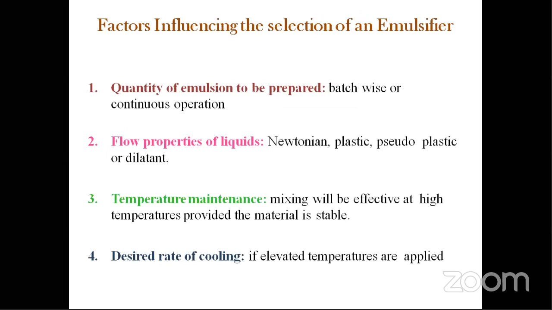Now we come to the factors which influence the emulsification process or the emulsifier. First factor is the quantity of emulsion to be prepared. If you prepare 1 liter of emulsion, depending on the quantity, we use these types of equipments. If we prepare a large quantity of emulsions, depending on the large amount, we can use large quantity vessels and large capacity instruments, and this depends on the batch.